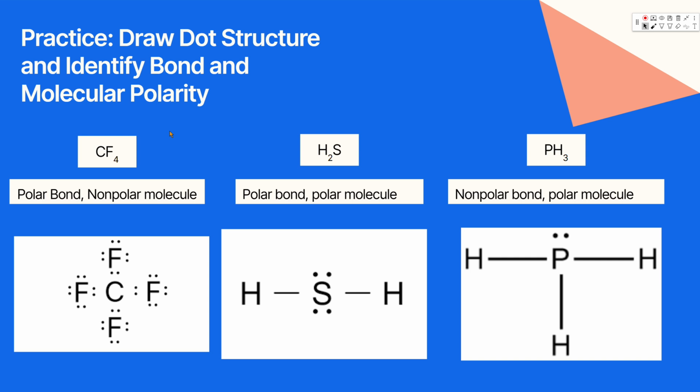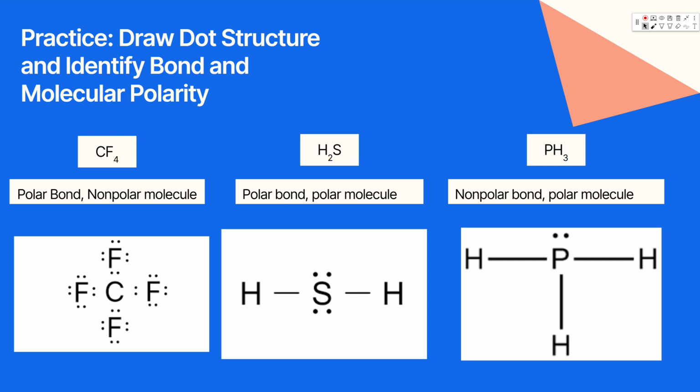So here you have carbon tetrafluoride, which has a polar bond and a nonpolar molecule since it has a symmetrical shape, and the electronegativity difference between carbon and fluorine is great. Hydrogen sulfide has a polar bond with a polar molecule because of its asymmetrical shape and the electronegativity difference between hydrogen and sulfur.